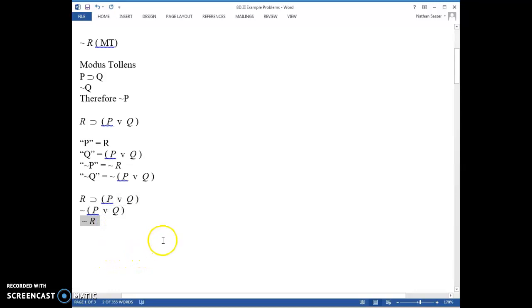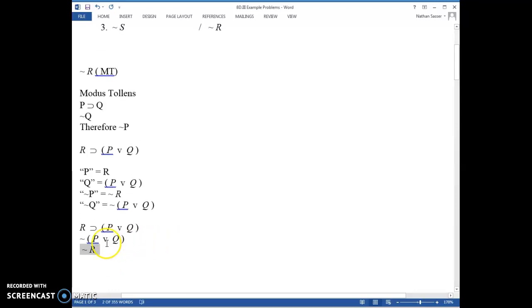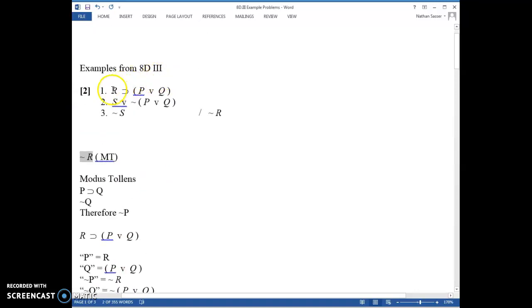Now hey, as we see here, that's great because the conclusion we want to get to is not R. So we can have an argument that starts with this premise and ends with this conclusion, a modus tollens argument, and gets us where we want to go. So that's the one we're going to want to use.